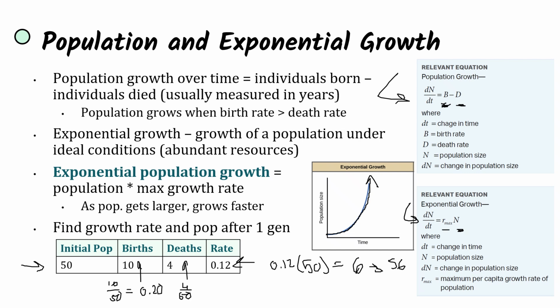That's how many individuals are dying. And that's going to be 0.08. And then if we subtract them, 0.20 minus 0.08, we get 0.12. That's how much our population is growing if we're subtracting our births and our deaths. And so if we also look at it this way, our births minus our deaths, 10 minus 4 is 6. So we have a population change of 6 individuals, and our growth rate is 0.12.